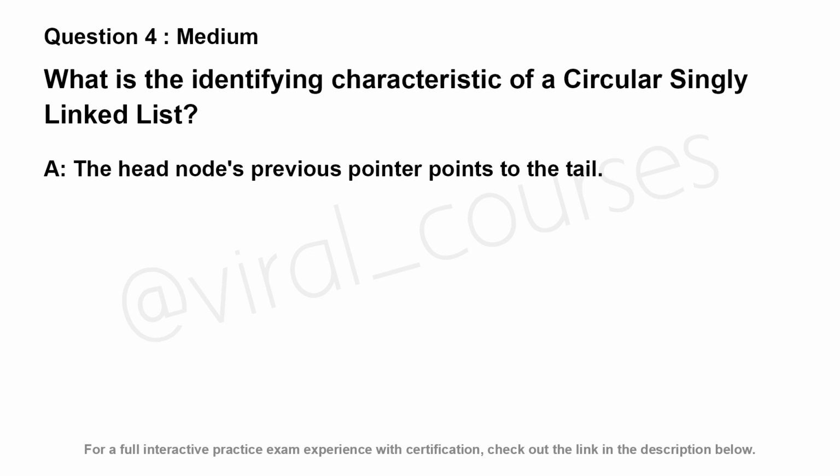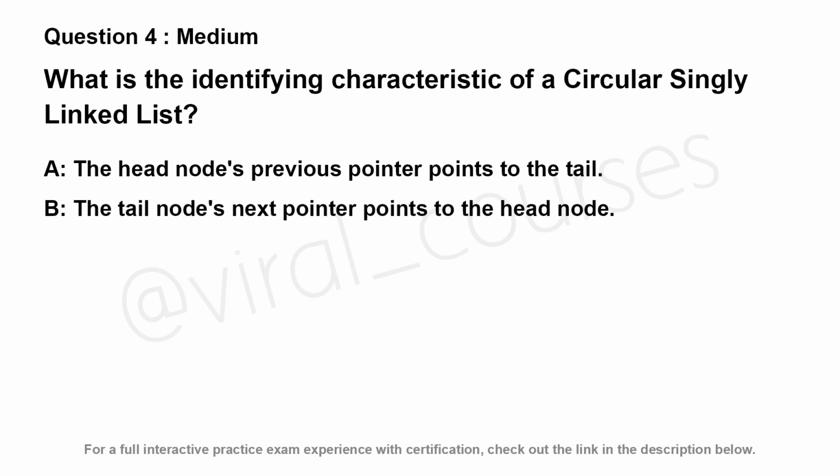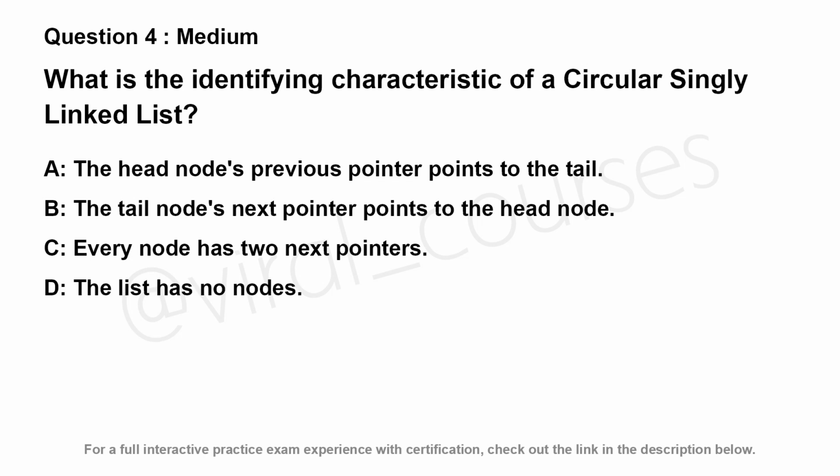What is the identifying characteristic of a circular singly linked list? Option A. The head node's previous pointer points to the tail. Option B. The tail node's next pointer points to the head node. Option C. Every node has 2 next pointers. Option D. The list has no nodes.